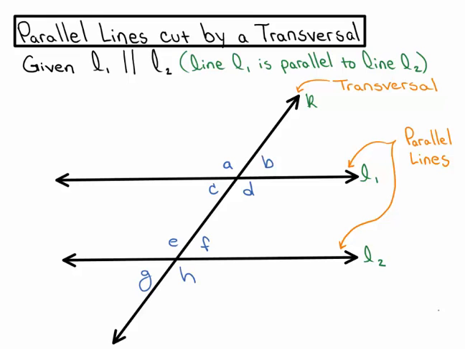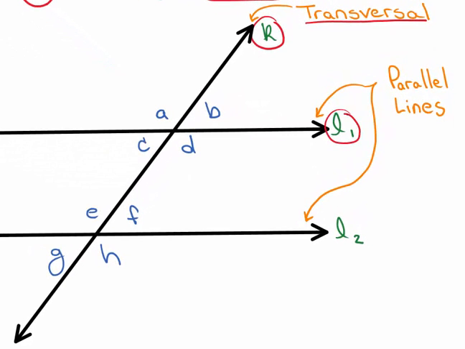Parallel lines cut by a transversal. Okay, we're going to talk about what happens when you have parallel lines that are cut by a transversal and the different relationships it creates between the angles. Given L sub 1 is parallel to L sub 2, this fancy symbol right here just means is parallel to, and I wrote that out right here so that would be clear. Line K represents our transversal, and then here are our parallel lines L sub 1 and L sub 2.